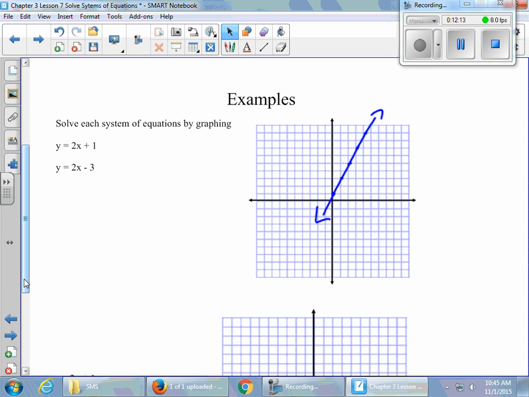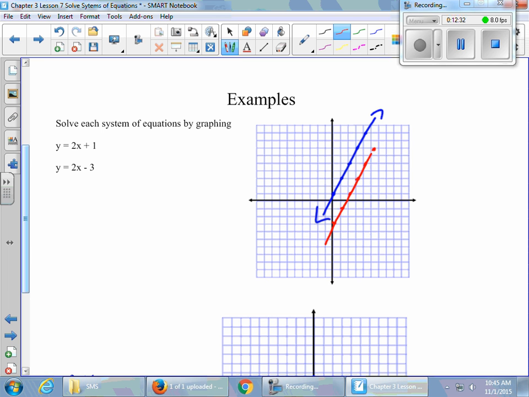Okay. Take a peek at another one. Our y-intercept is -3. 1, 2, 3. And our slope is a +2 as well. So up 2 over 1, up 2 over 1, up 2 over 1.